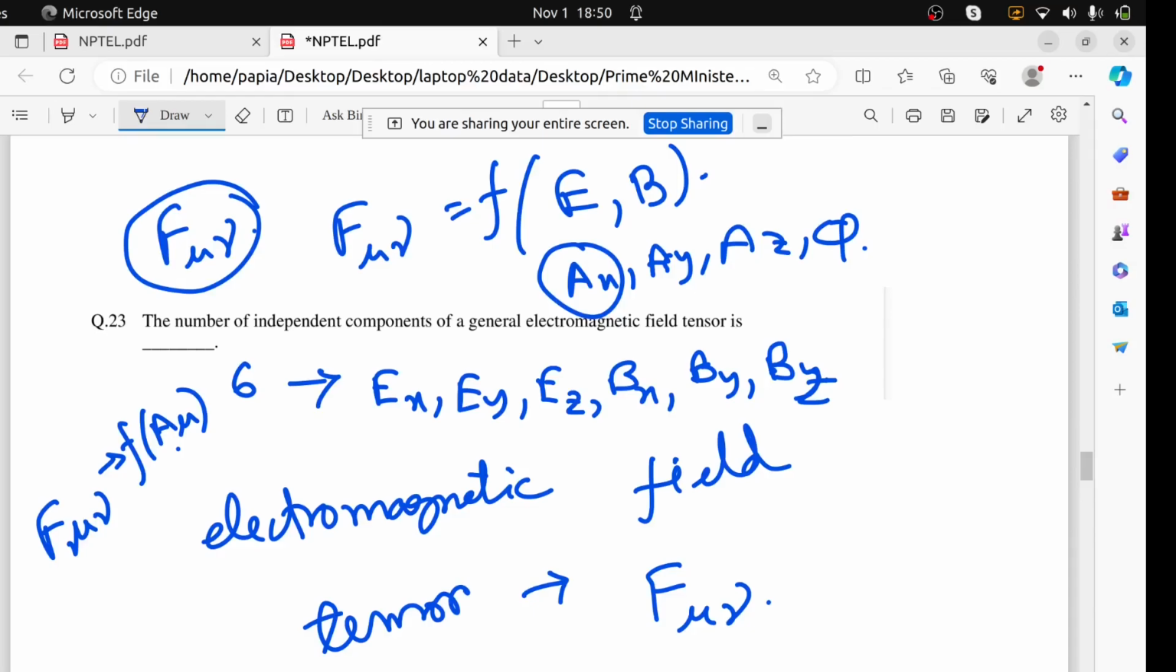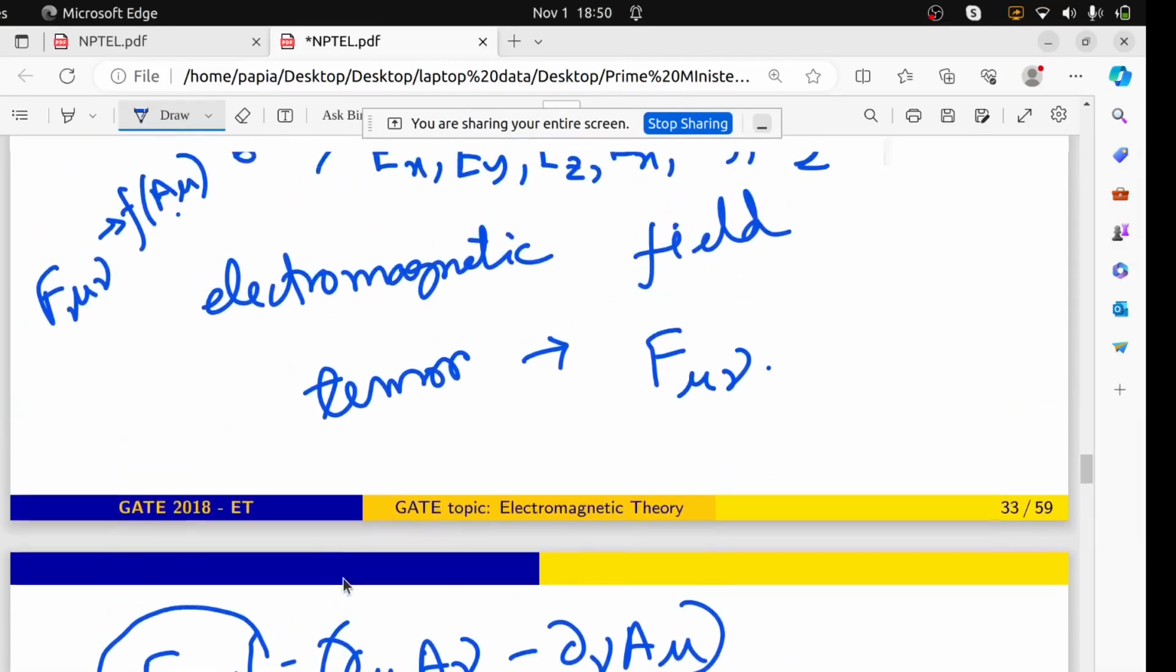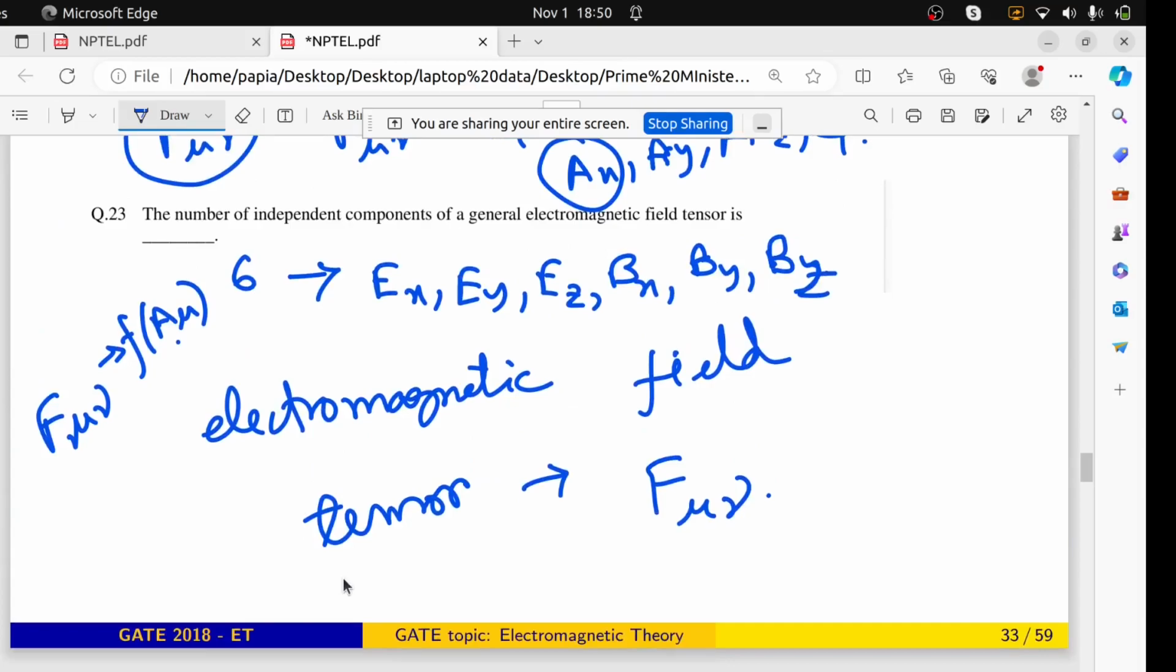Basically, the electromagnetic field tensor is very much related to the Lorentz transformation. For that case, what do we need to calculate? How the electric field is changing, how the magnetic field is changing. We are not talking in terms of potential. From the electric field I can obviously get the value of phi, and from the magnetic field I can get the value of A. That we can do, no problem.